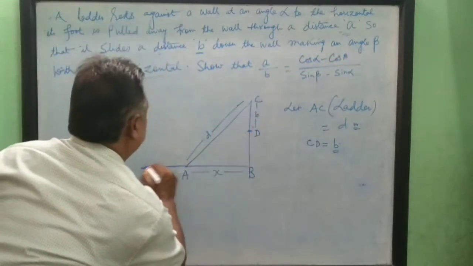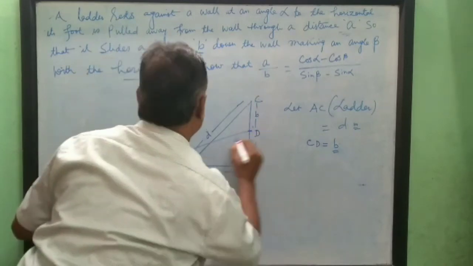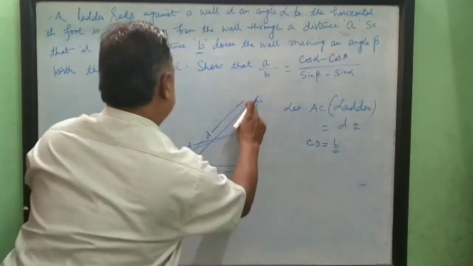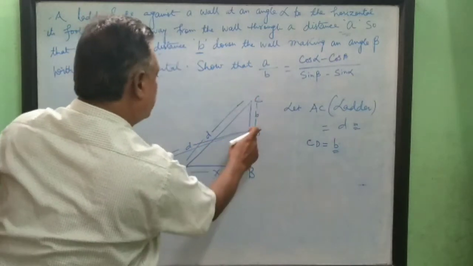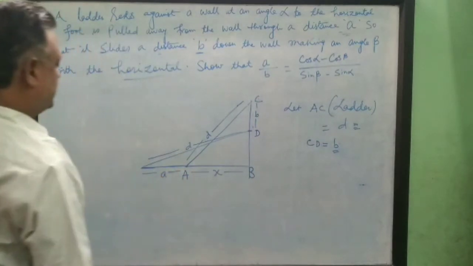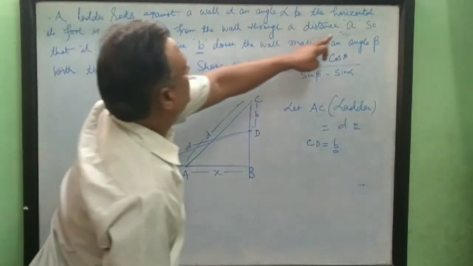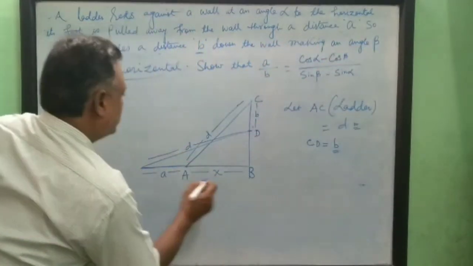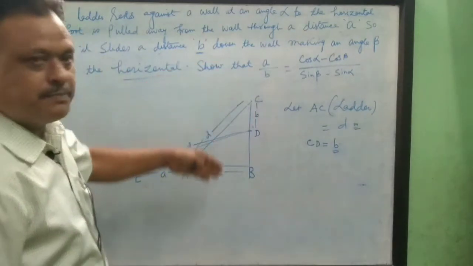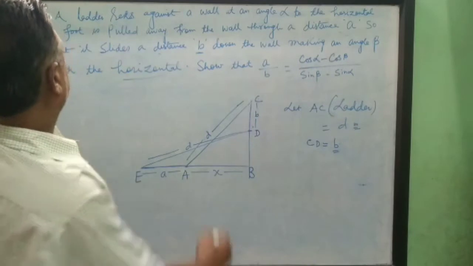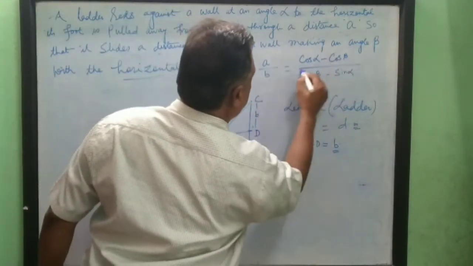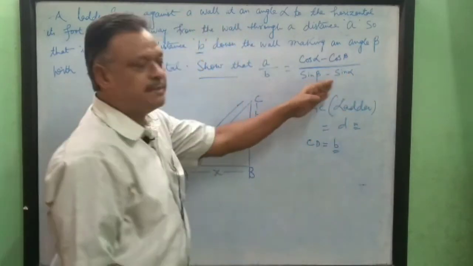Now the ladder is, and already length of the ladder is small d. This is d, so also this is also d. This is the length of the ladder, and this portion is small, pulled away through a distance a. So this part is a, and this point is e. So this is the diagram. Show that a upon b is equal to cos alpha minus cos beta divided by sin beta minus sin alpha.